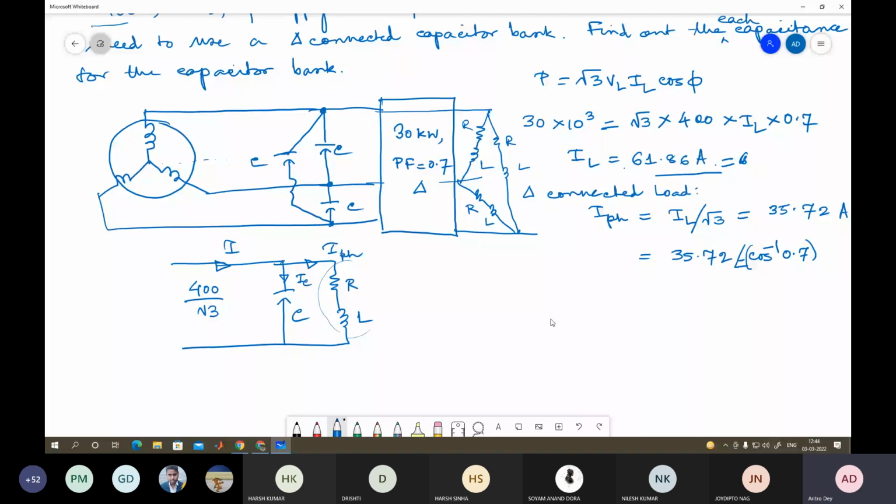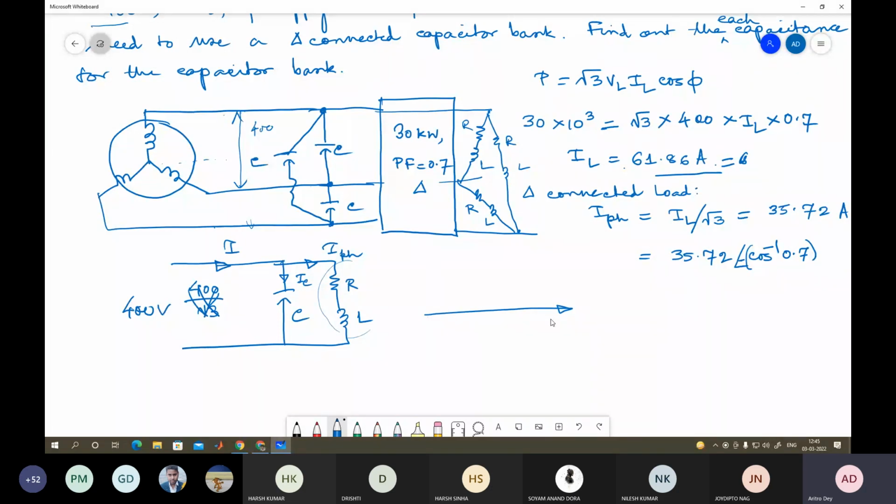So now if I draw the phasor diagram, this is your voltage. Sorry, this should not be 400 by root 3, it's my mistake, it should be 400 only. Here this is your voltage, which is the line to line voltage, and across it we have one capacitor and one RL. Same for the other part, there is also one capacitor, one RL. Same between this and this, there is also RL and capacitor. So this is 400 volt.